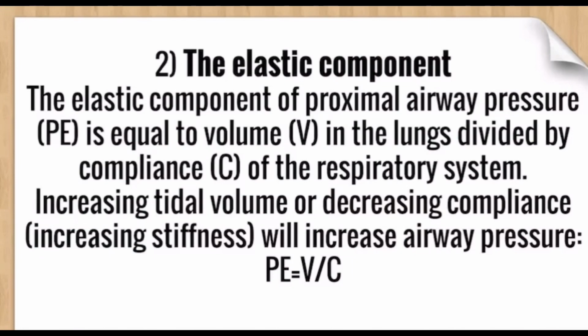Second is the elastic component. The elastic component of proximal airway pressure is equal to the volume in the lung divided by the compliance of the respiratory system. Increasing the tidal volume or decreasing the compliance will increase the airway pressure. So, if there is an increase in the tidal volume or a decrease in the compliance, both will lead to an increase in the pressure arising from the elastic component.